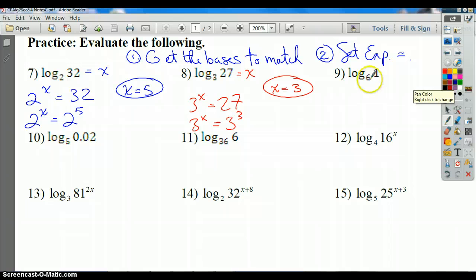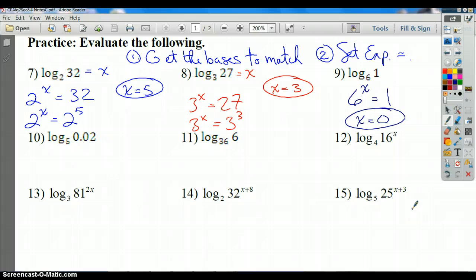Moving along. 6 to the x equals 1. Anything to the what power is 1? x would have to be 0. That one you need to know by definition. Remember, anything to the 0 power other than 0 is going to be 1. Jumping down here to number 10.